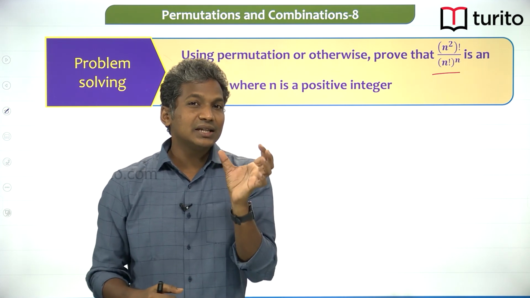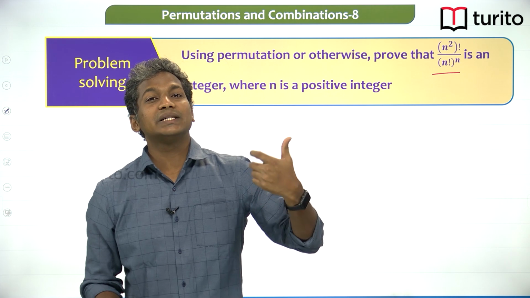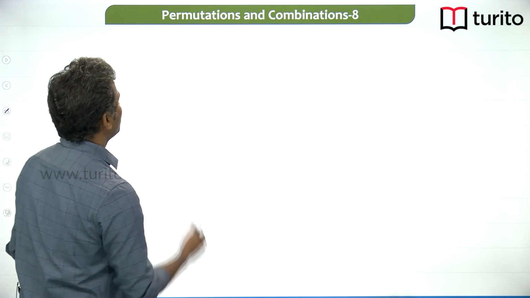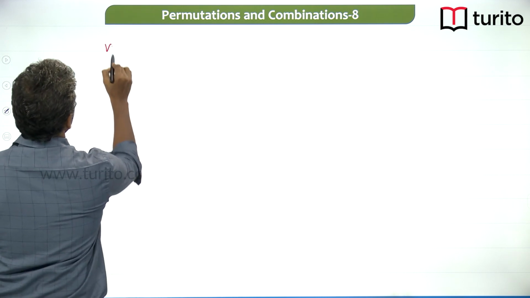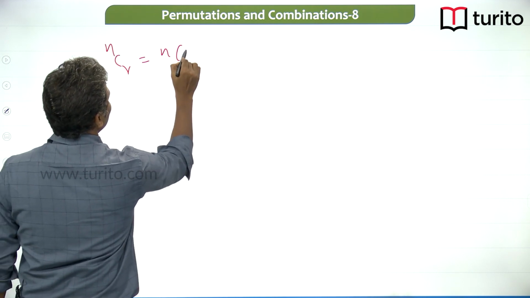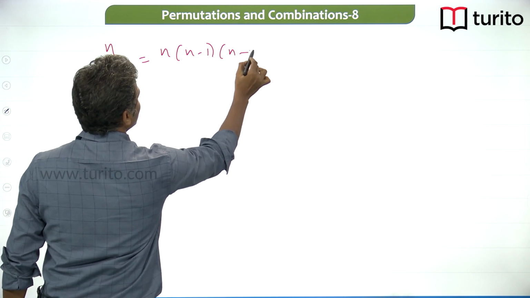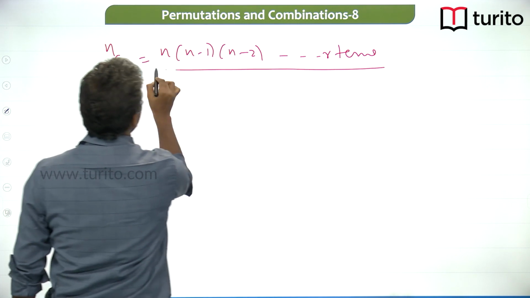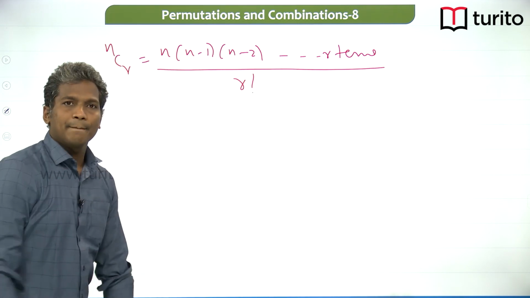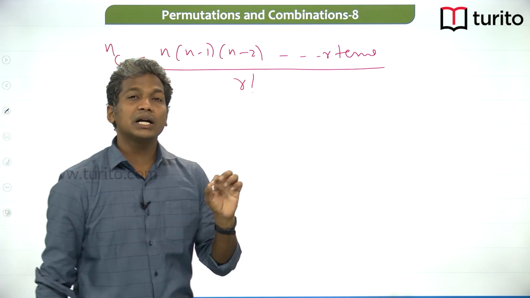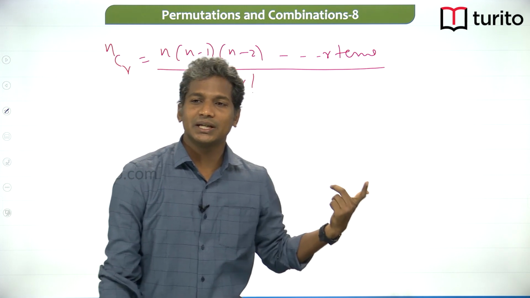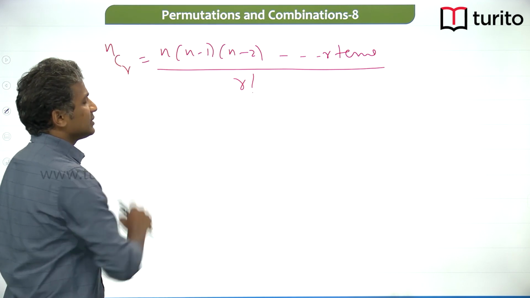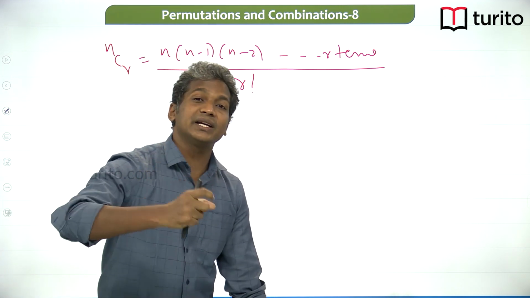Now this is exactly the reason why nCr is always an integer. For example, nCr can be written as n into n minus 1 into n minus 2 and so on, till r terms will come, divided by r factorial. So this is a product of r consecutive natural numbers. It is always divisible by r factorial. So that is why nCr is always a perfect natural number.